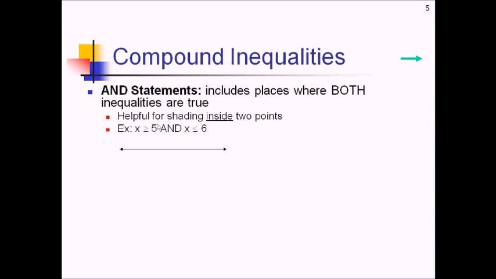So we've got solid dots on both of those numbers, and greater than 5 and less than 6, the only place that meets both conditions is between the 2 dots. And I mean, notice that this stuff over here is also greater than 5, but it's not less than 6, so we're not allowed to include it in our solution set.